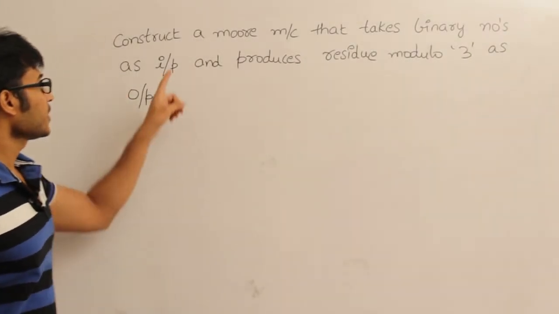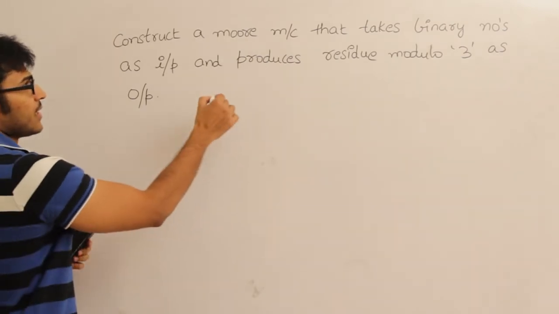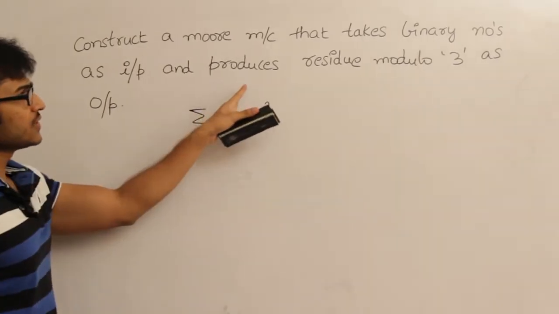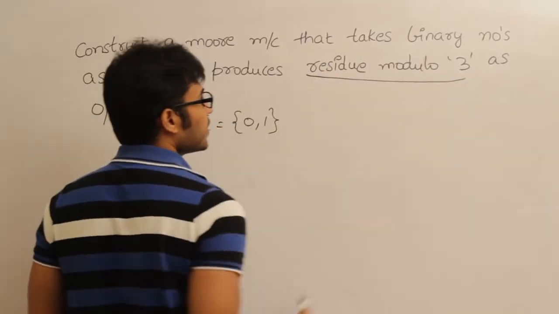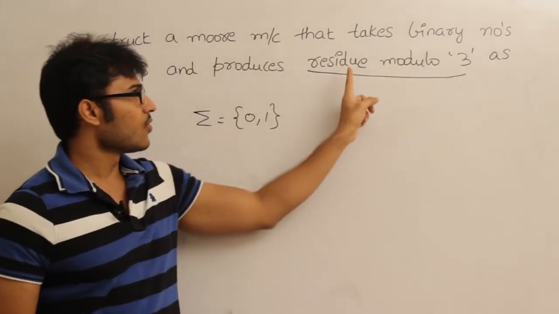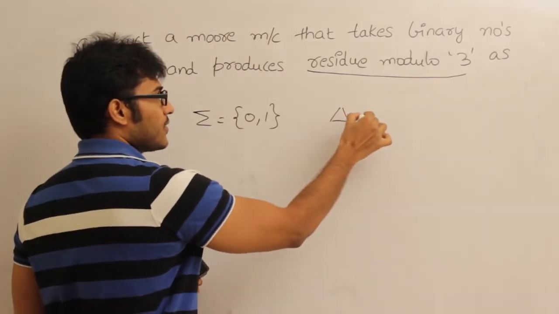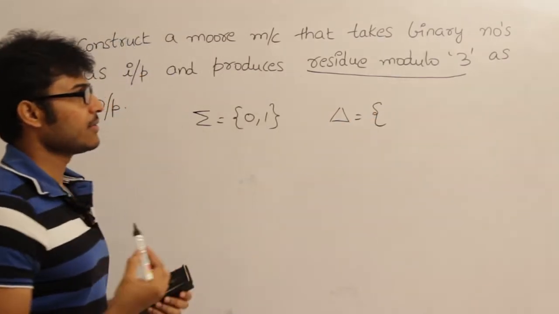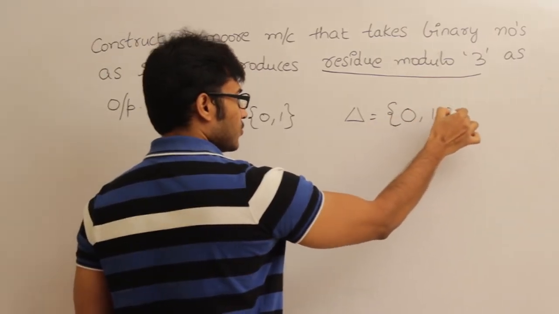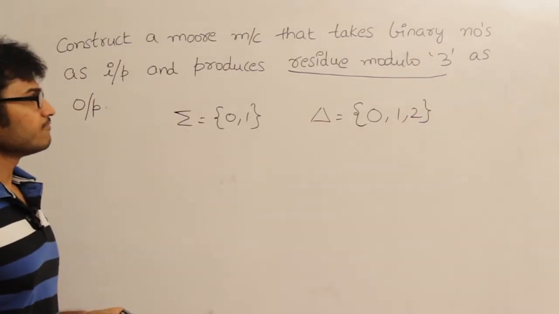Let us say we have to construct a Mealy machine that takes the set of all binary numbers, which means sigma equals {0, 1}, and produces residue modulo 3. What does it mean? If I take a binary number and divide it by 3, whatever the remainder is, that should be printed. So the output has to be the remainder when any number is divided by 3. What are the possible remainders? 0, 1, 2. So the input is binary numbers and the output is remainders.